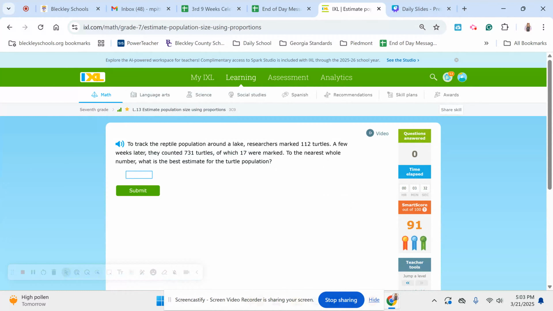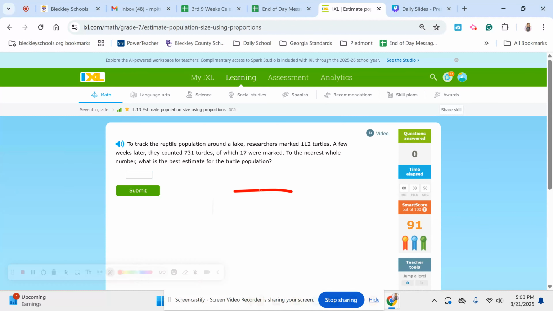To track the reptile population around the lake, researchers marked 112 turtles. A few weeks later, they counted 731 total, in which 17 were marked. To the nearest whole number, what is the best estimate of the total turtle population?